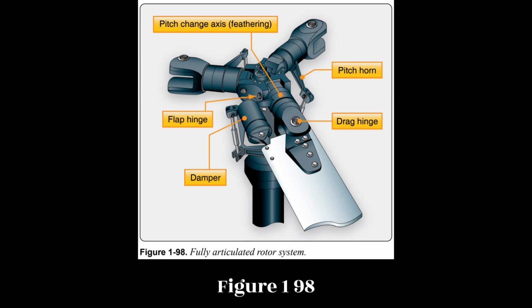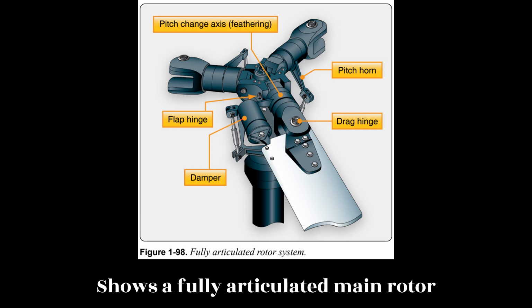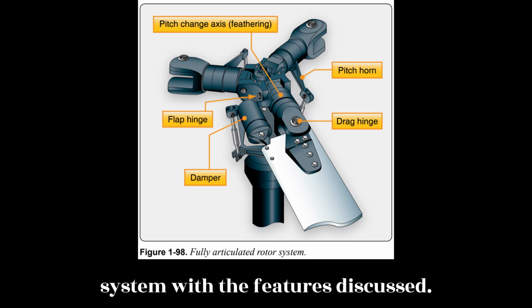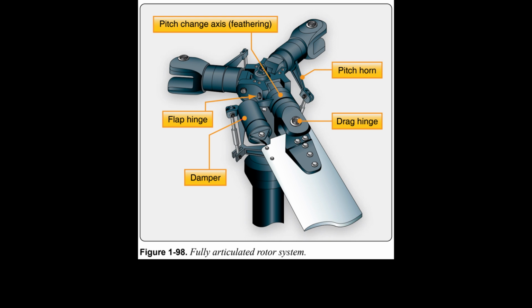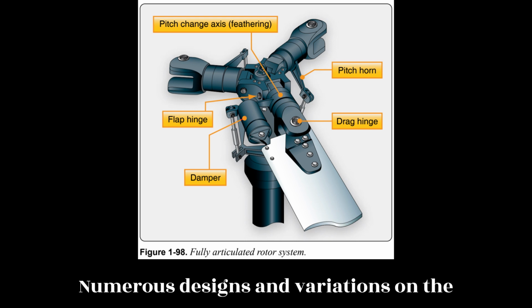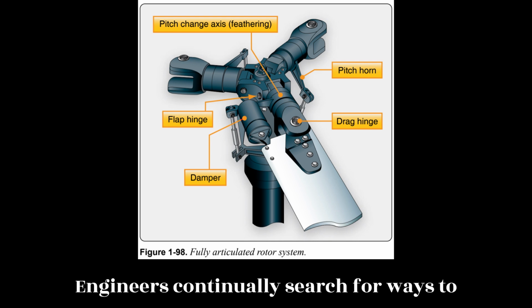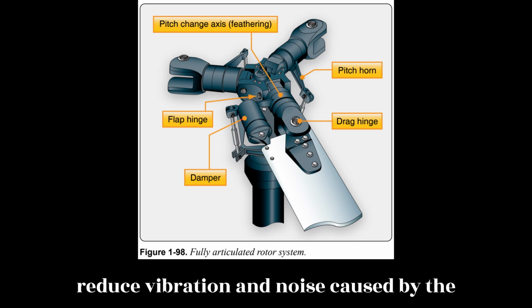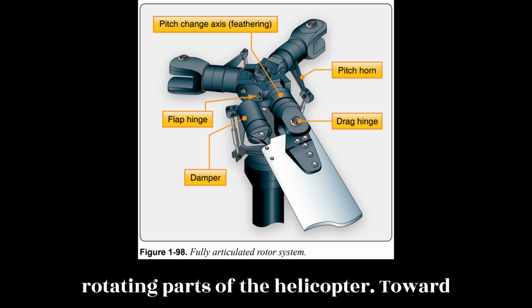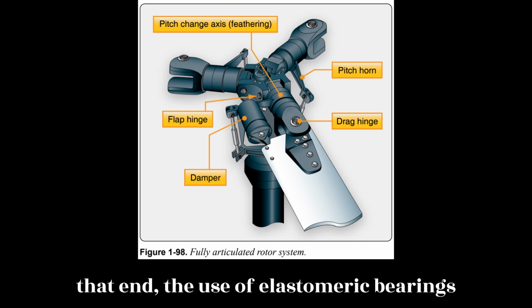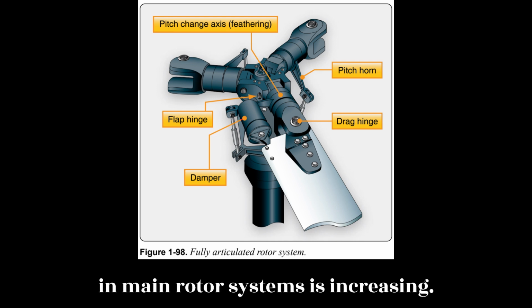Figure 198 shows a fully articulated main rotor system with the features discussed. Numerous designs and variations on the three types of main rotor systems exist. Engineers continually search for ways to reduce vibration and noise caused by the rotating parts of the helicopter. Toward that end, the use of elastomeric bearings in main rotor systems is increasing.